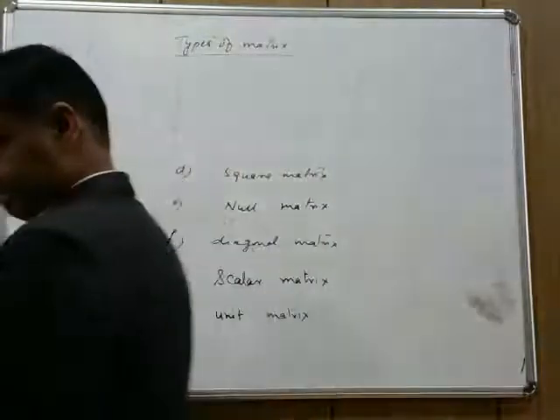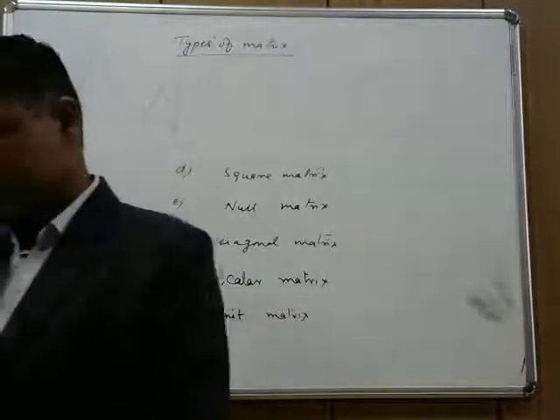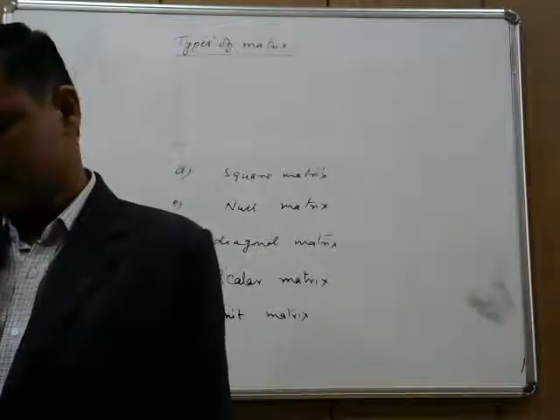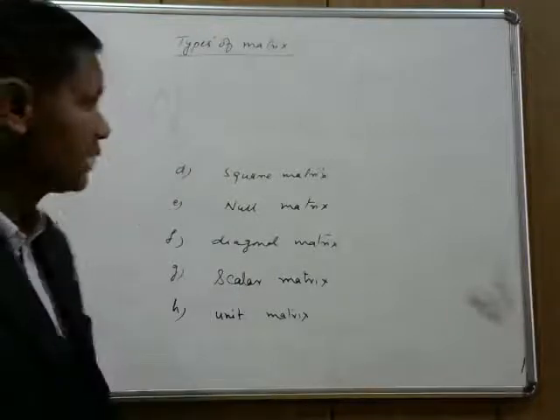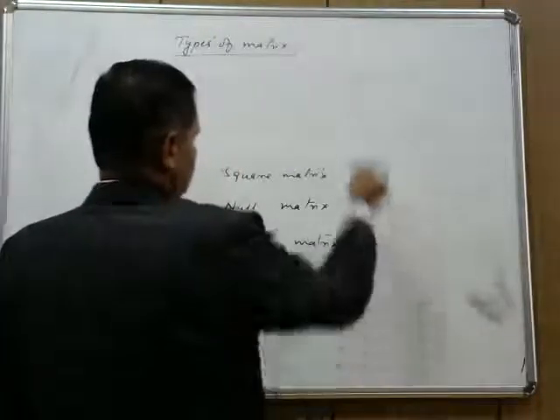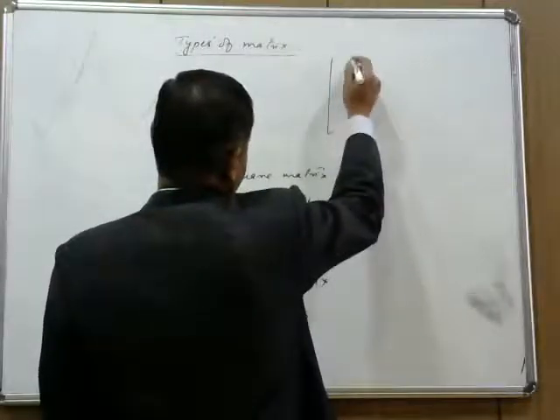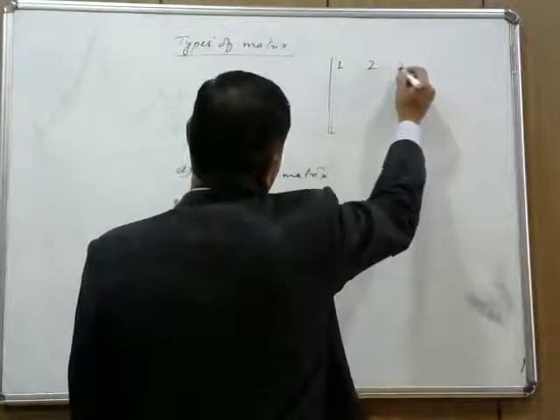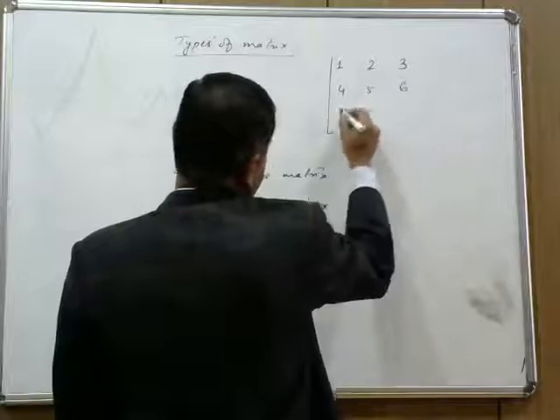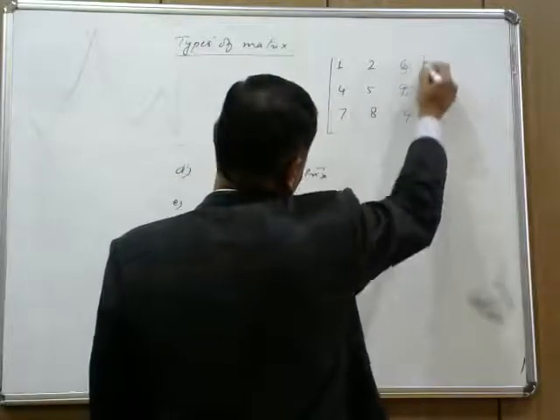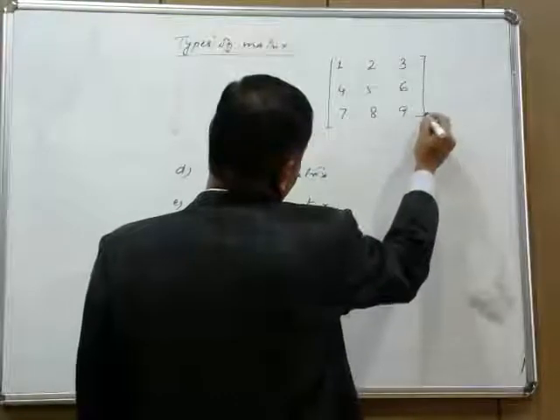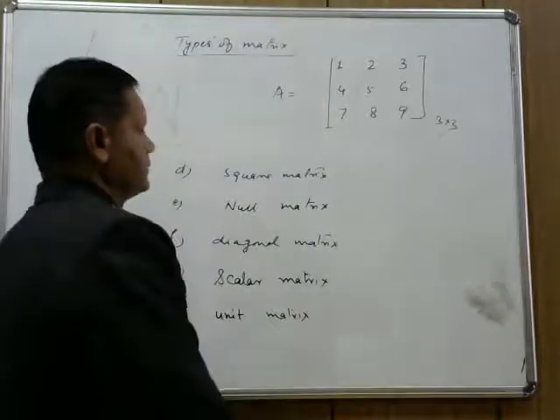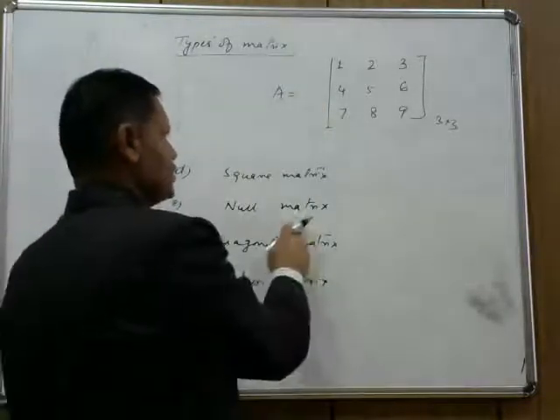Diagonal matrix. A square matrix is called a diagonal matrix if all its non-diagonal elements are 0 and diagonal elements are something. Any matrix, if I write 1, 2, 3, 4, 5, 6, 7, 8, 9, it is a square matrix of order 3 by 3. Right? And if each element is 0, it is called a null matrix.